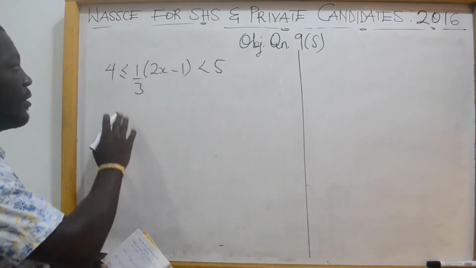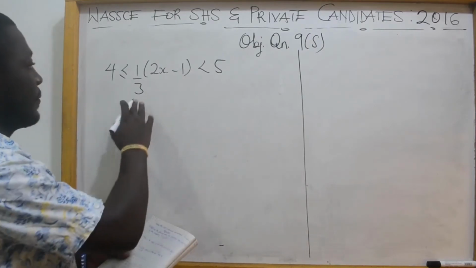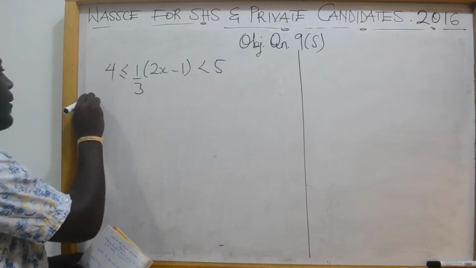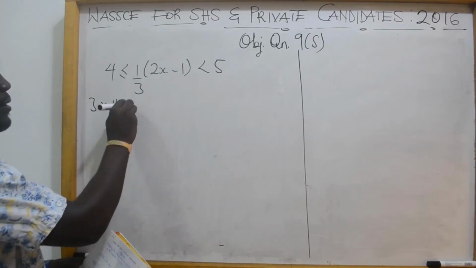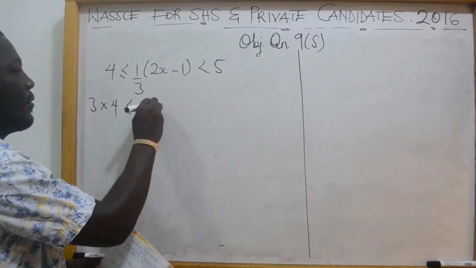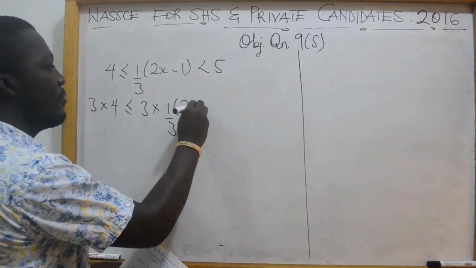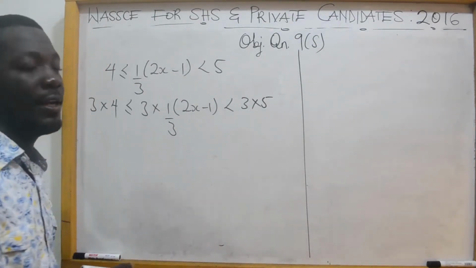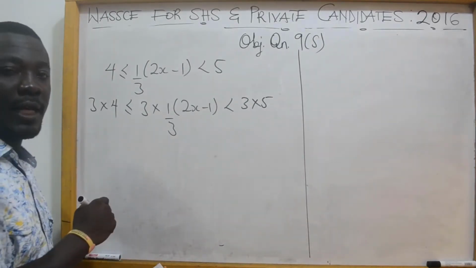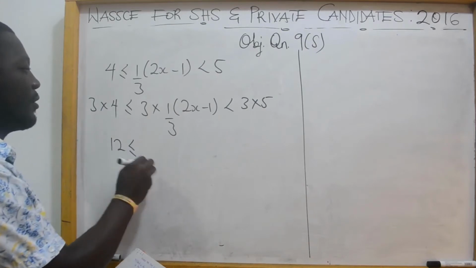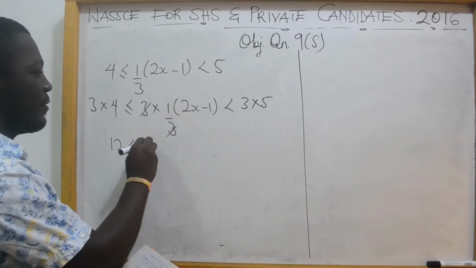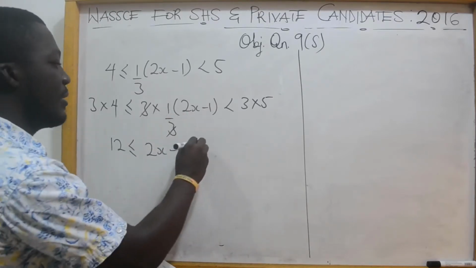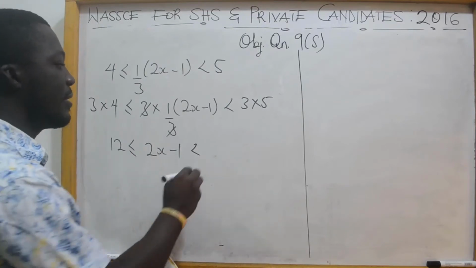Now, the least common denominator amongst the three terms is 3. So we multiply 3 by each of the terms, and we're going to get 3 multiplied by 4 less or equal to 3 multiplied by 1/3 bracket 2x minus 1, less than 3 times 5. So 3 times 4 is 12. The 3 will cancel 3, and we have 2x minus 1, less than 3 times 5 is 15.